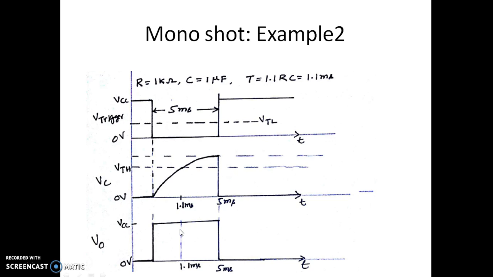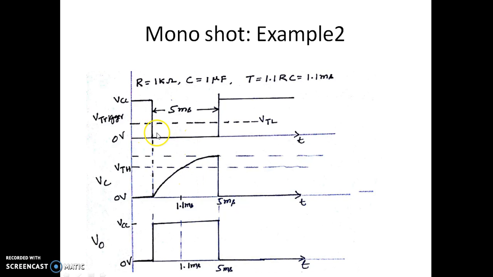we expected this quasi-stable state was supposed to end at 1.1 millisecond as per this condition, but it is still extended beyond 1.1 millisecond. It is only because this trigger signal is not removed at 1.1 millisecond. So it is always necessary that this trigger signal which is going below VTL should be there for a very small period, and this period of 1.1 millisecond should be taken care of by RC.